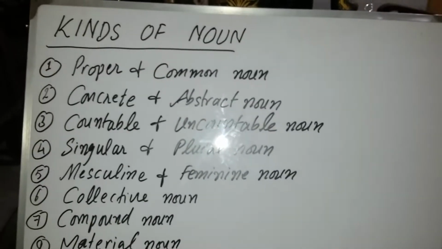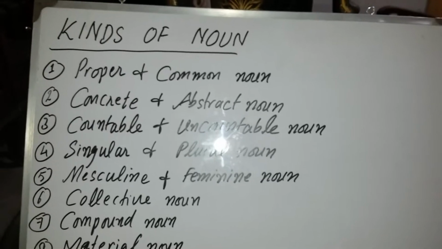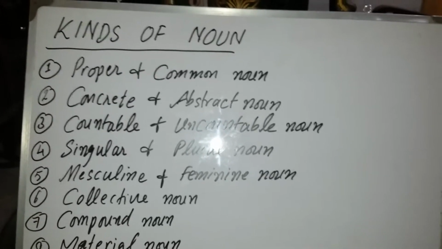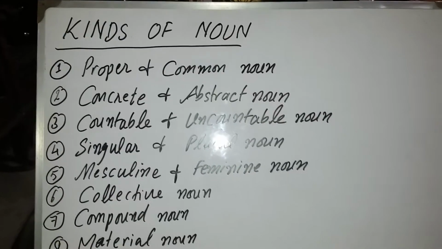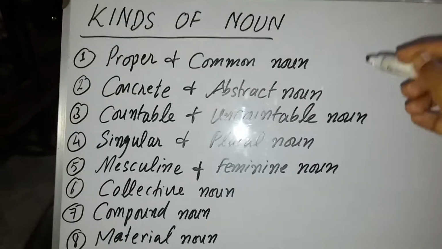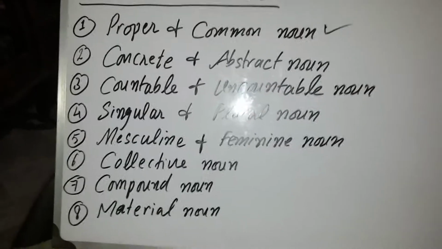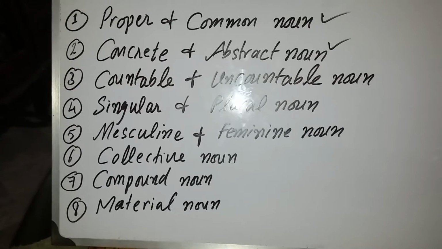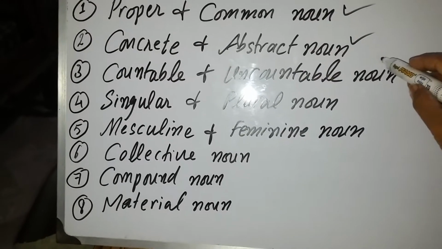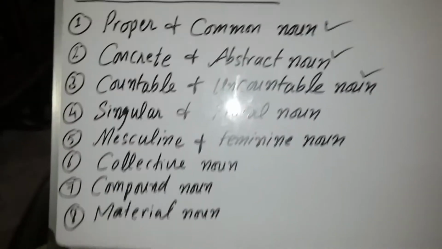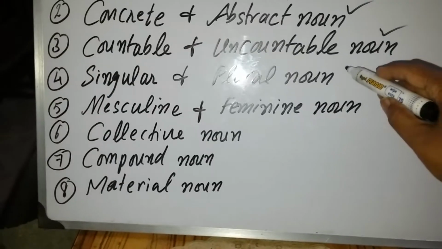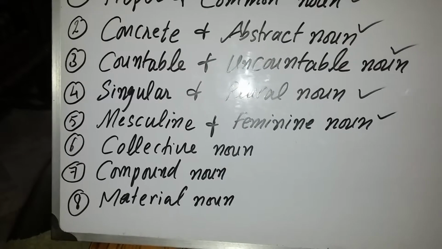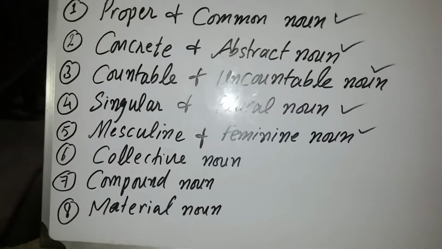Okay, dear students, these are the different kinds of noun in which we have discussed the different pairs in the previous lesson. Number one, proper and common noun, we have discussed it. Concrete and abstract noun, we have also discussed it. Countable and uncountable noun, it has also been discussed. Singular and plural noun, this was also discussed. Masculine and feminine noun, I have also discussed this pair of noun.